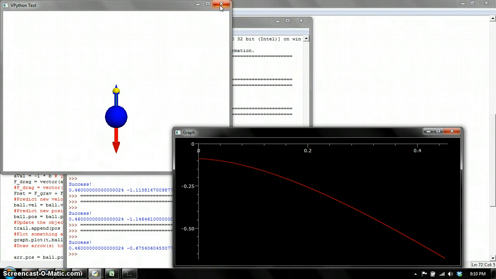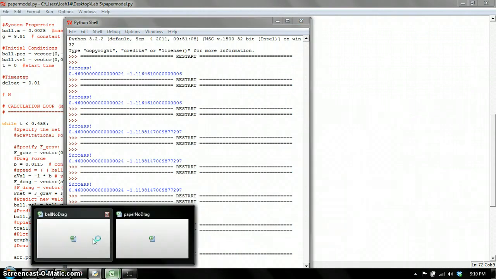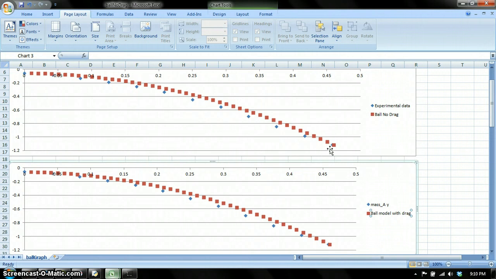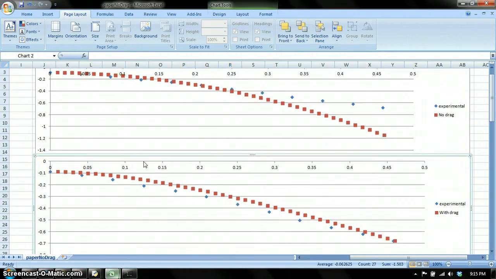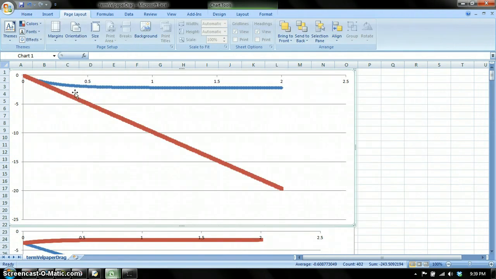So let's see how this matches up in Excel. For the ball, there's not really a difference between the two models because the force of drag is so tiny. But for the paper, the model with drag is a much better estimate because the change in velocity begins to equal 0, so velocity becomes constant, and as you can see here, it doesn't increase like the ball. So I produced these two graphs with my model. This is the one without drag, this is with drag, and this is velocity. As you can see, the one with drag does reach terminal velocity where velocity is constant, while the other one continues to increase.